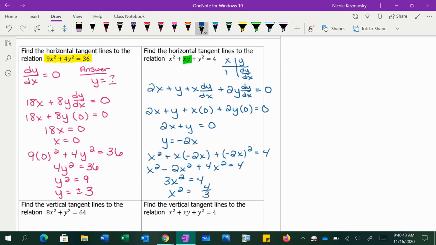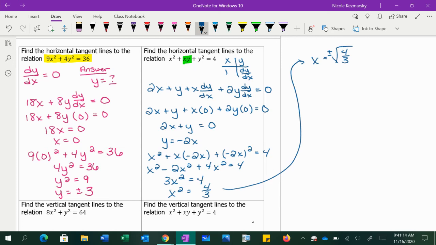And x, if I slide up here, is plus or minus square root of 4 over 3. But remember, that's not what I want. I want y equals. So I'm going to take my x equals and put it back into my equation. I can do them one at a time, or I can do one of them and infer what happens. So let's just take one of them.